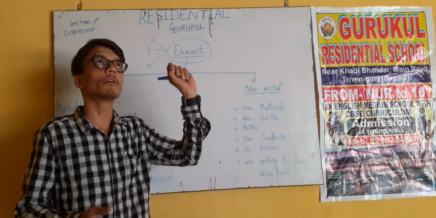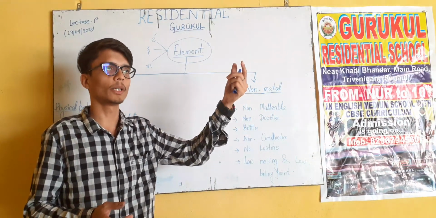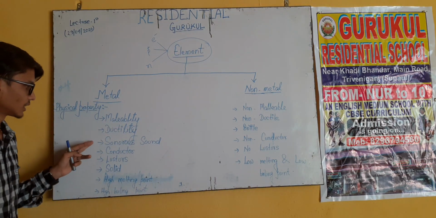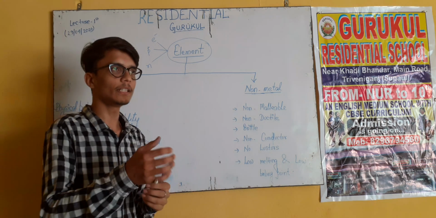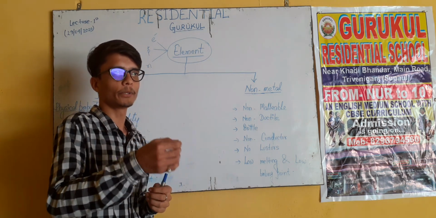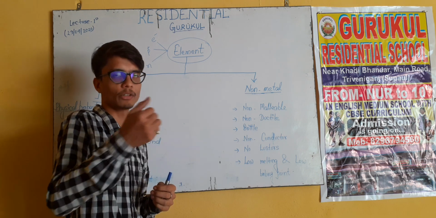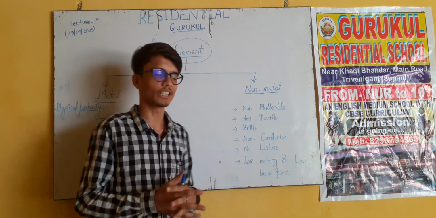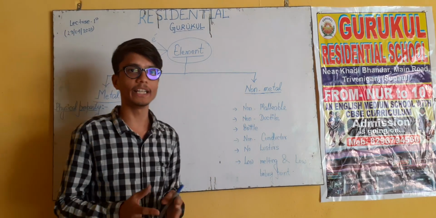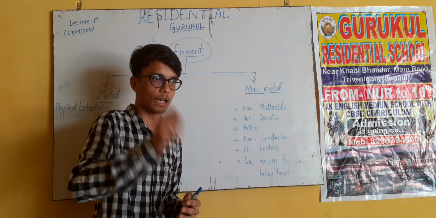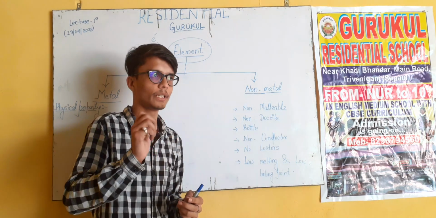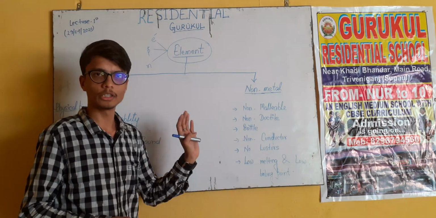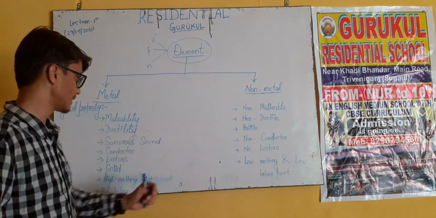Like copper, the wires we use, copper or aluminum or some other metallic wire, are called metallic wire. The third one is sonorous sound. When we beat or hit a metal, it will produce a sonorous sound. Sonorous sound is a melody sound. But non-metal will not produce any sonorous sound, and it's brittle in nature. If you put a hammer on a non-metal, it will break into different parts. This is known as brittle nature.